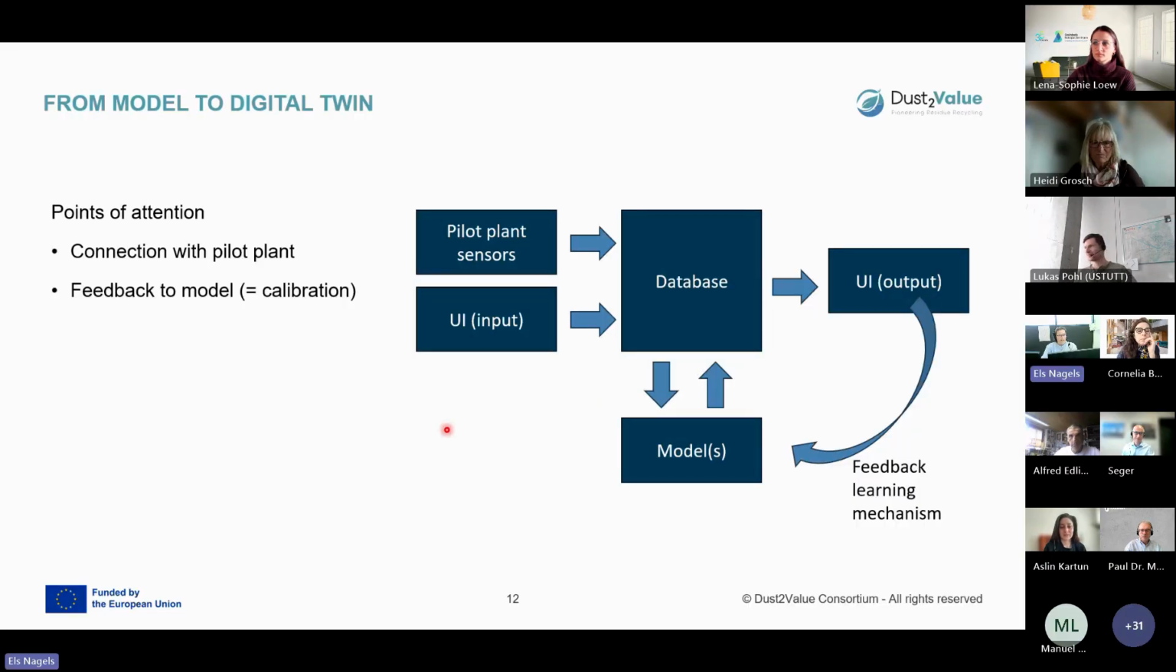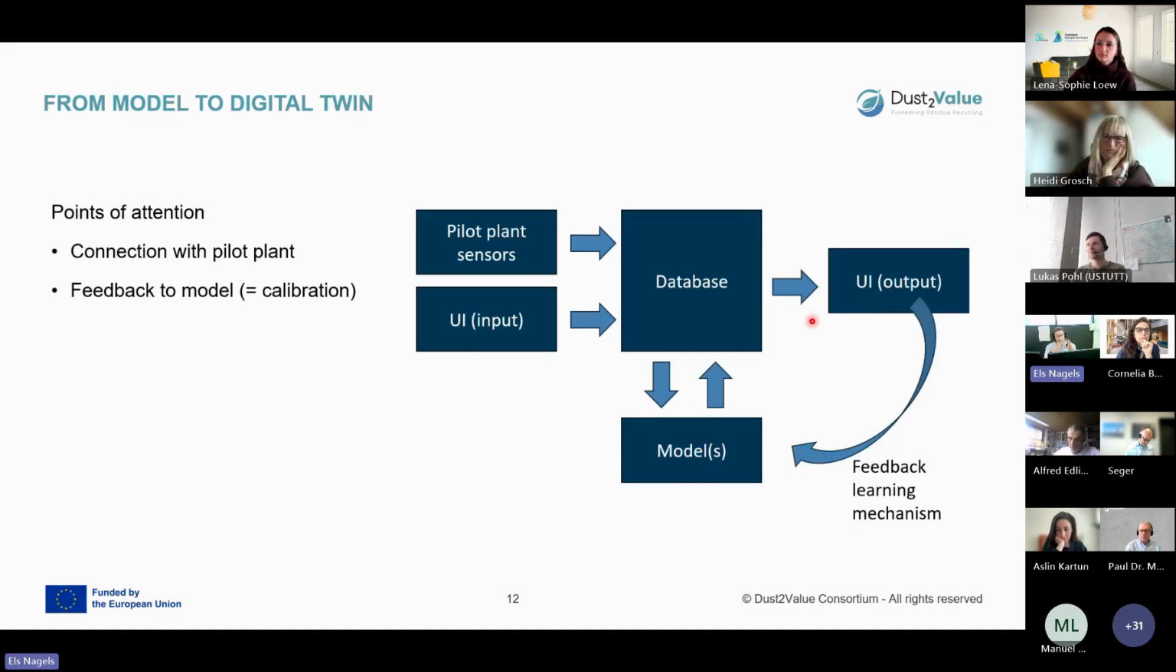And the point of attention there is that we need to expand the looped system. So before we only had the user interface generating input to the database, but on top of that, there will be also the sensors of the pilot plant that track what's going on, and we need to have those numbers also in our database. Then a combination of these two go to the model. The model calculates, returns results to the database and generates output.